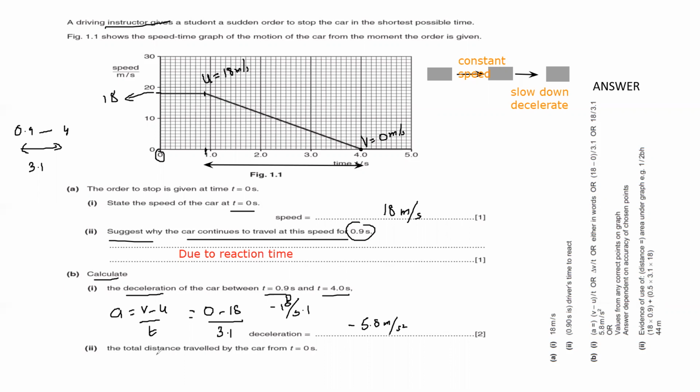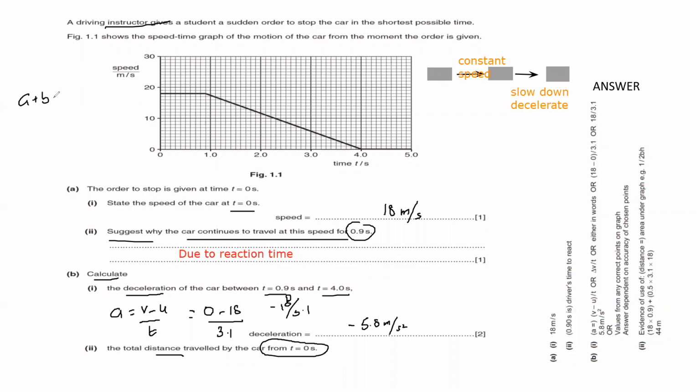The next part: the total distance traveled by the car from t equals 0. So from the start to the end, what is the distance traveled by the car? For a speed-time graph, if we are calculating a distance, we can use the area under the graph. In this example it's a trapezium, so you can use the formula for a trapezium: the sum of the parallel sides, a plus b, multiplied by h, divided by 2.